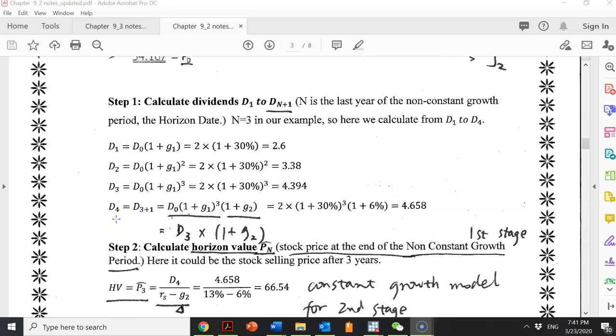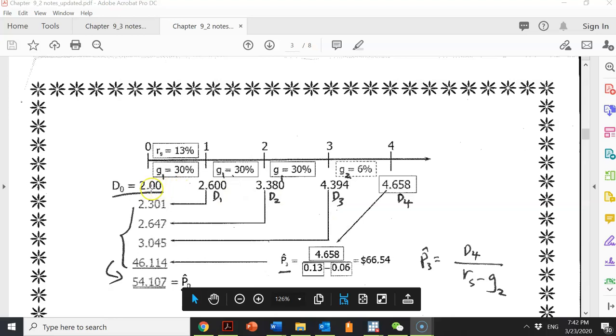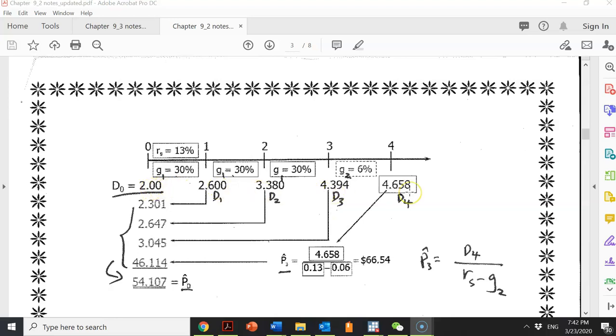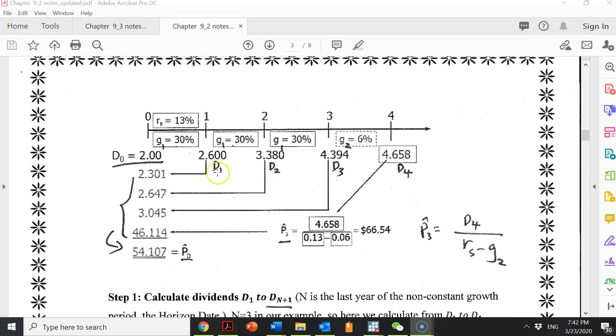D4 is special because after 3 years, we have G2 as our growth rate. So we can use D0 multiplied by 1 plus G1 cubed multiplied by 1 plus G2, which is also D3 multiplied by 1 plus G2. Okay, in the second stage, we use a different growth rate. So we have 4.658 as D4. And we mark all of these dividends on our timelines: D0, D1, D2, D3, D4. Okay, this is step 1, calculating from D1 to Dn plus 1, which is D4 here.